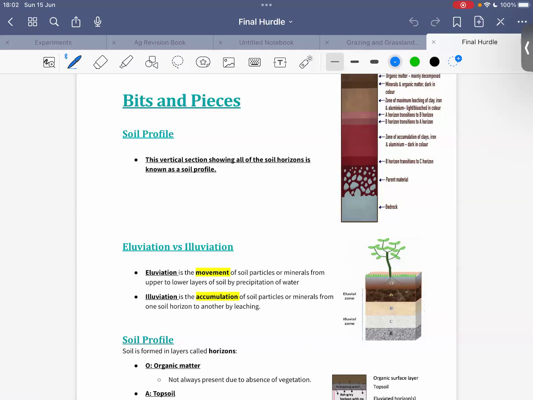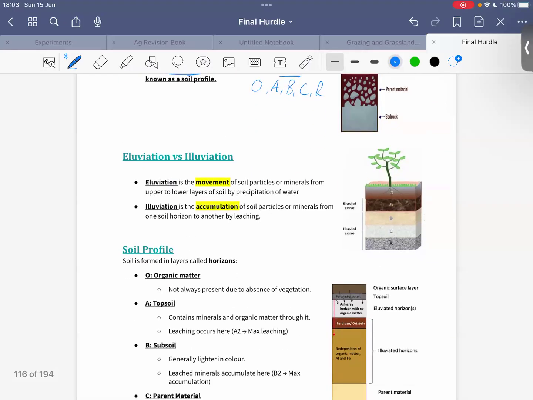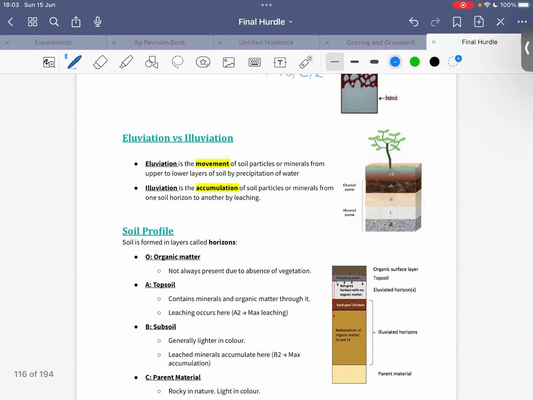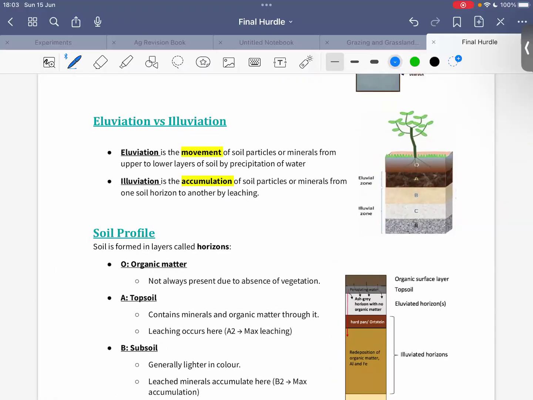So our soil profile. What is a soil profile? It is simply a vertical section showing all the soil horizons. Our soil horizons are A, B, C, and R, and up the top O. So our organic matter, topsoil, subsoil, parent material, and bedrock. Two different types of processes that occur in the soil profile are known as eluviation and illuviation.